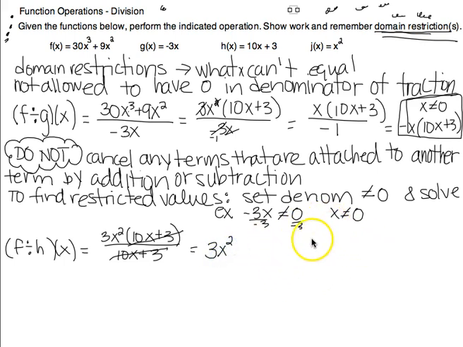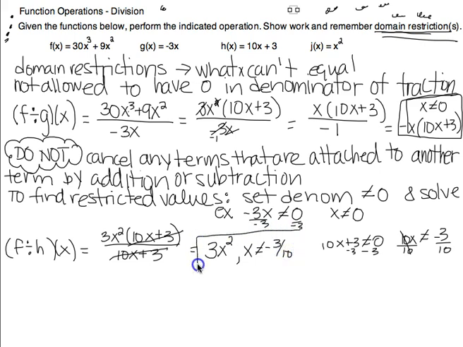But then we need our restriction. So again, if you just know it, awesome, write it. We're going to put x not equal to something. If you don't know what it is, do what we did here. Set our denominator, which is 10x plus 3, not equal to 0, and then we solve. So minus 3, that gives me 10x not equal to negative 3, and then divide by 10. And so we get x not equal to negative 3/10. And that is our restricted value in this case.